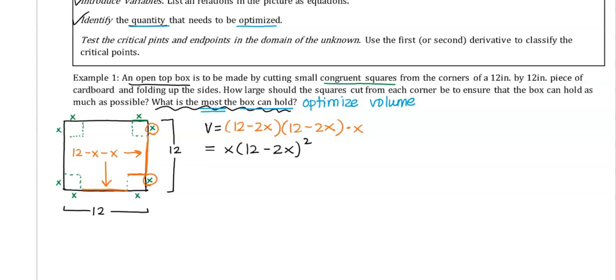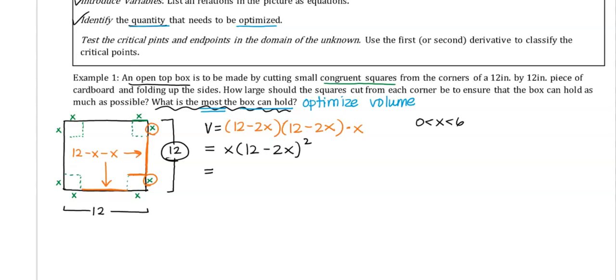Let's talk about some restrictions that we have on x. Considering that we're going to be cutting that out, it must be the case that x is greater than 0, or we wouldn't be cutting anything off of the sides of that piece of cardboard. And x also needs to be less than 6, because remember, the entire thing is 12, so if we cut 6 this way and 6 this way, then we don't have a box to work with anymore.